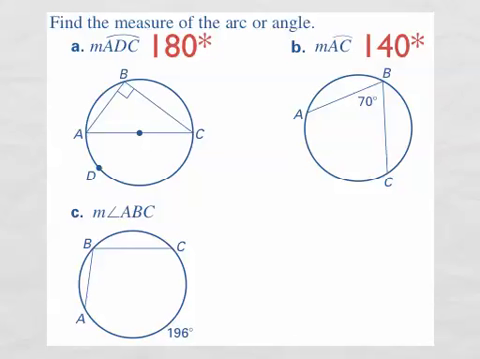And then if you look at C, they ask us to find the measure of angle ABC, which would be an inscribed angle. The intercepted arc of inscribed angle ABC measures 196. So what I need to do is take that arc measure, 196, and divide it by 2, which gives me 98 degrees for the measure of the inscribed angle ABC.